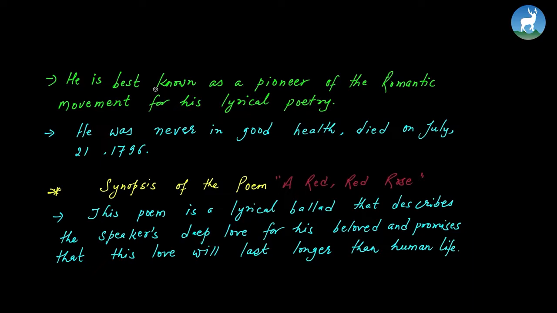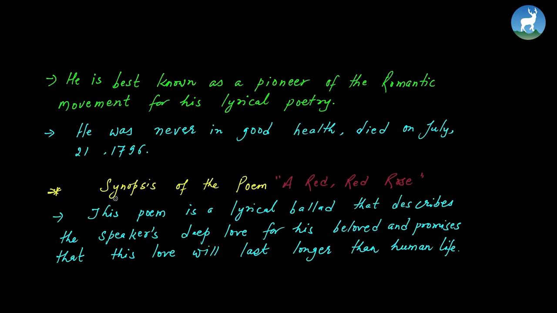Robert Burns was never good in health, so he died on July 21, 1796. So let me repeat this. Robert Burns, who is best known as a pioneer of the English Romantic movement for his lyrical poetry, was never in good health, so he died on July 21, 1796.